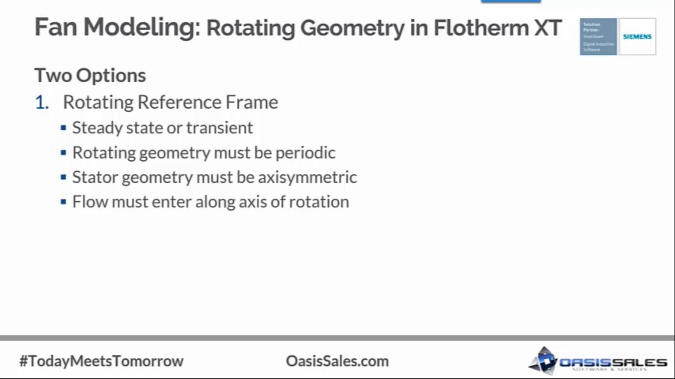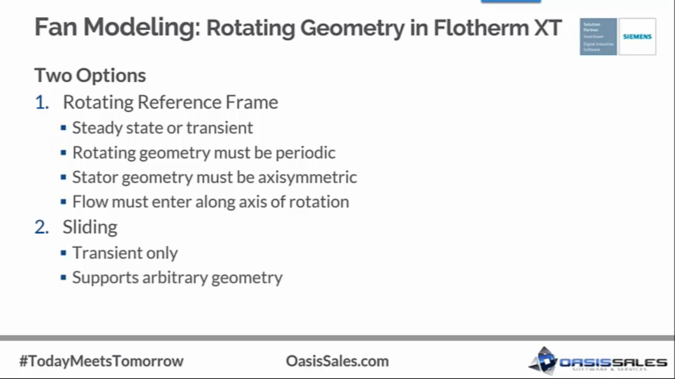The second option is sliding. With this option, the mesh moves with the rotating geometry. Transient only. Because the mesh is moving with respect to time, directly related to the rotation speed of the geometry, a transient analysis is a requirement. An advantage is that the method supports rotating arbitrary geometry with any entry and exit points.